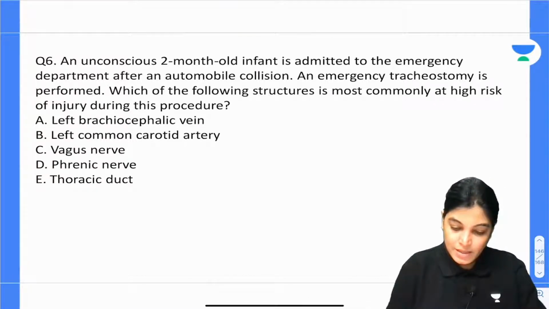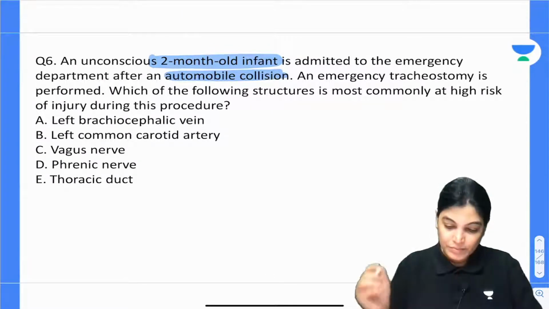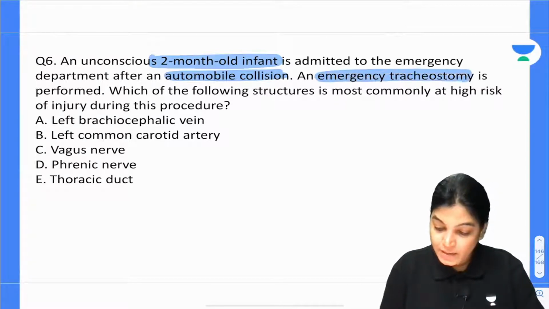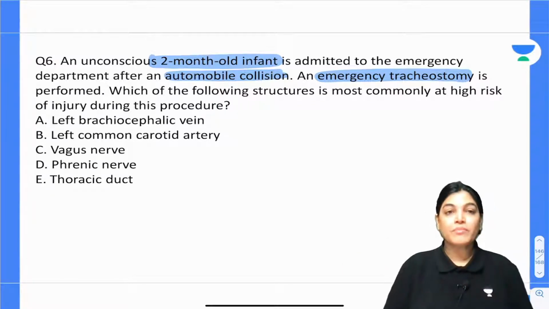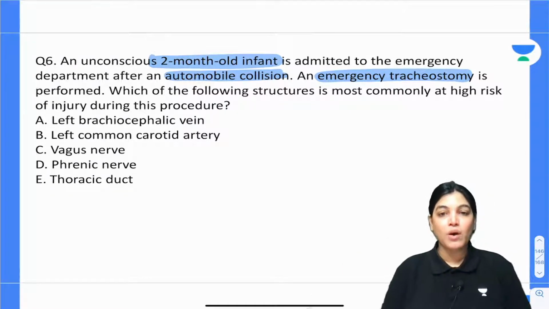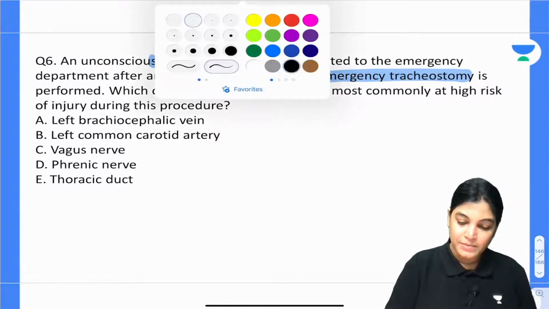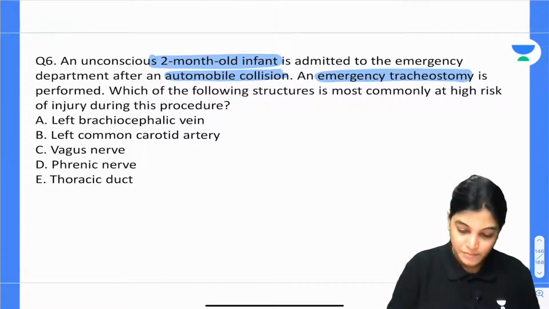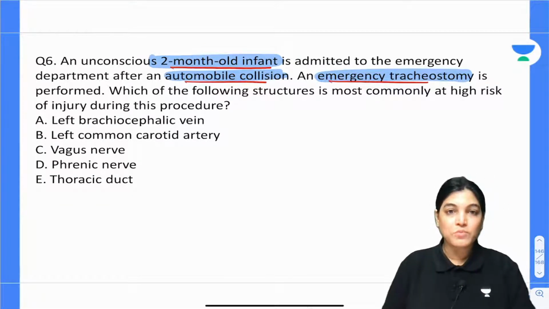Okay, an unconscious 2-month-old infant, automobile collision, emergency tracheostomy has to be done, and in this procedure which is the most dangerous structure to be injured? Options are A, left brachiocephalic vein, left common carotid artery, vagus nerve, phrenic nerve or thoracic duct. So your time starts now. Please mark the correct answer. Question number 6.